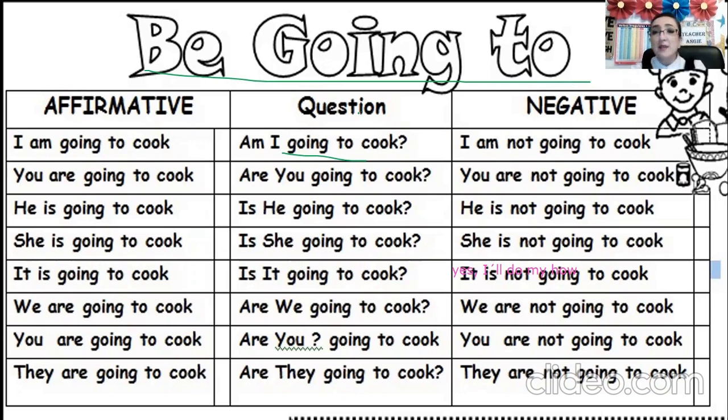Remember, I am, you are, the verb to be conjugated in the normal way. She is going to travel to Canada. My sister is going to have a party. I am going to clean my house. We are going to study English. Oh my goodness, that's cool, that's great.